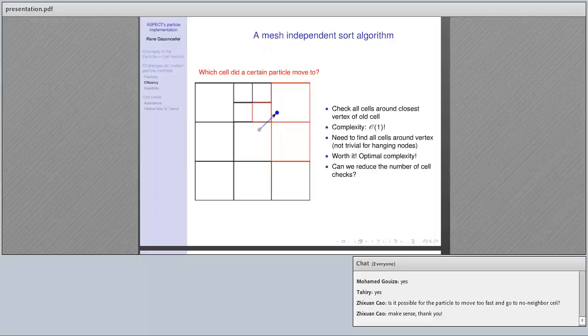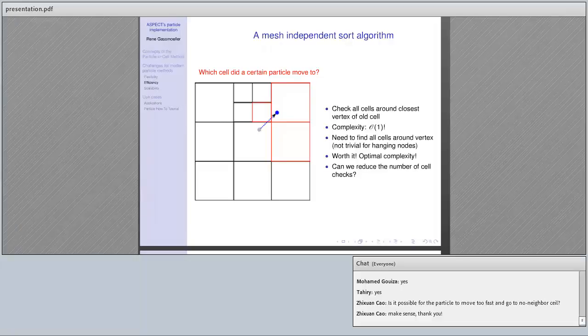Okay, so it's better to check for the closest vertex of the old cell, and then only check cells that are around this closest vertex, which are the red ones in this figure. This has a perfect complexity because you always have to check 3 cells in 2D or 7 cells in 3D. However, you need to find those cells.